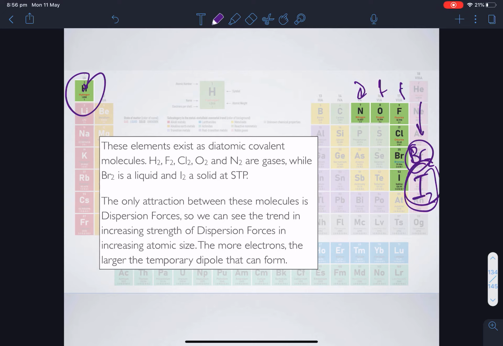So as you're getting heavier, those dispersion forces, which only exist between these because they're nonpolar, are getting stronger because you're getting larger atoms. So gas, liquid, and solid going down here, because you're getting a large amount of electrons and a larger dispersion force between them.